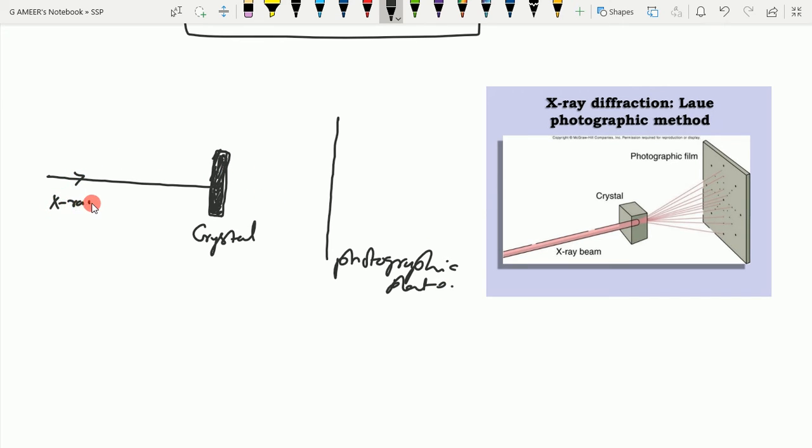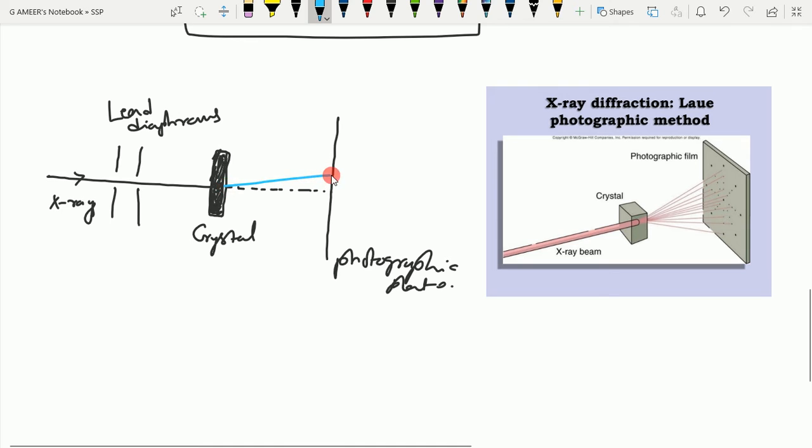These are the X-rays. Before passing through, they will pass through the slits known as lead diaphragms. Now after passing through the crystal, as we discussed, it will scatter the X-rays in all the directions. The light will be scattered in all the directions.